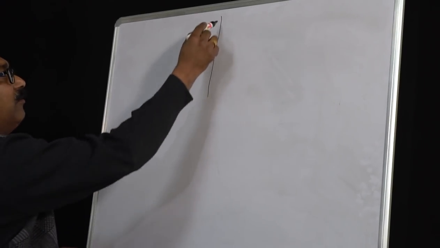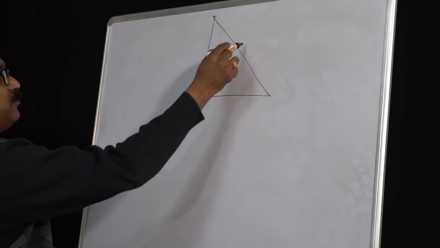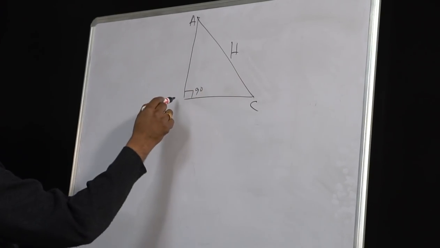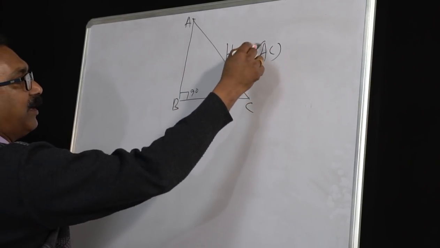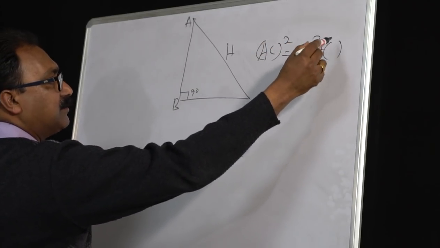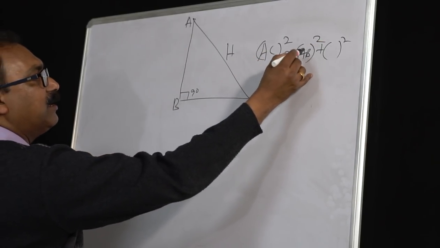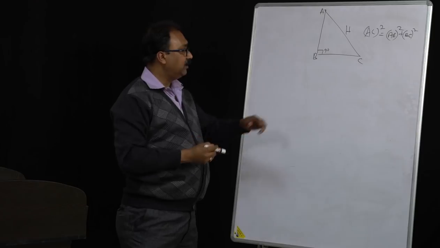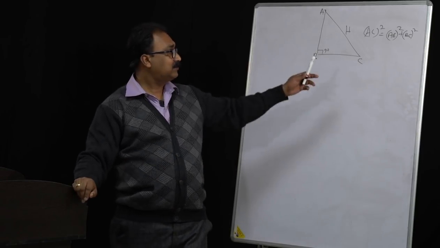Look here. If I draw a right triangle like this, with a 90 degree angle, then the hypotenuse is this side. If I consider AC the hypotenuse and B is the right angle, the square of the hypotenuse, AC square, is equal to the sum of the squares of the other two sides. So you can write any of the other two sides in the first and second place. If you write AB square, it should be followed by BC square. If you write BC square, it should be AB square. That's what we discussed already, in order to find the unknown side value.